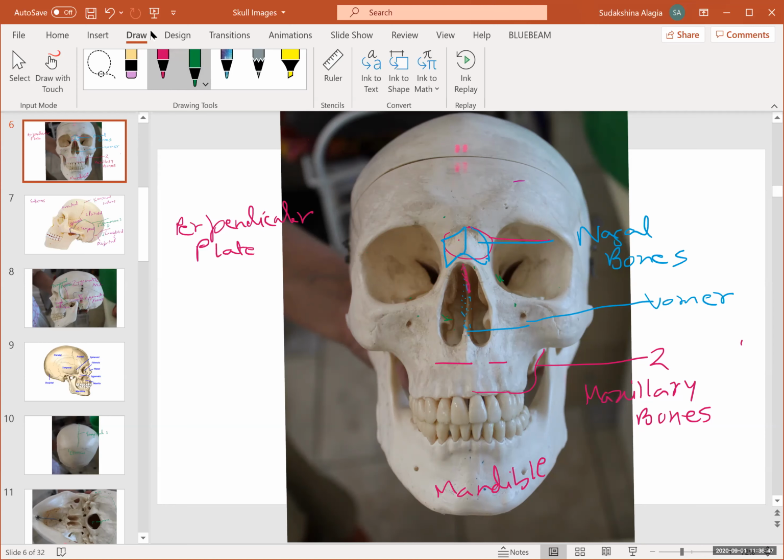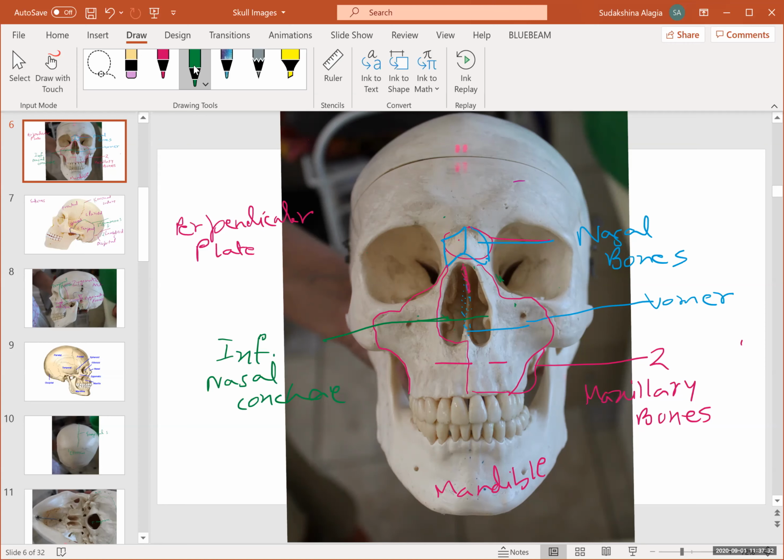I had it on eraser, I didn't even realize. So maxilla. This and this. Inferior nasal conchae. If it's just on one side, we call it concha. So we have the two nasal bones, two maxillary bones, one mandible, two inferior nasal conchae, and the vomer.